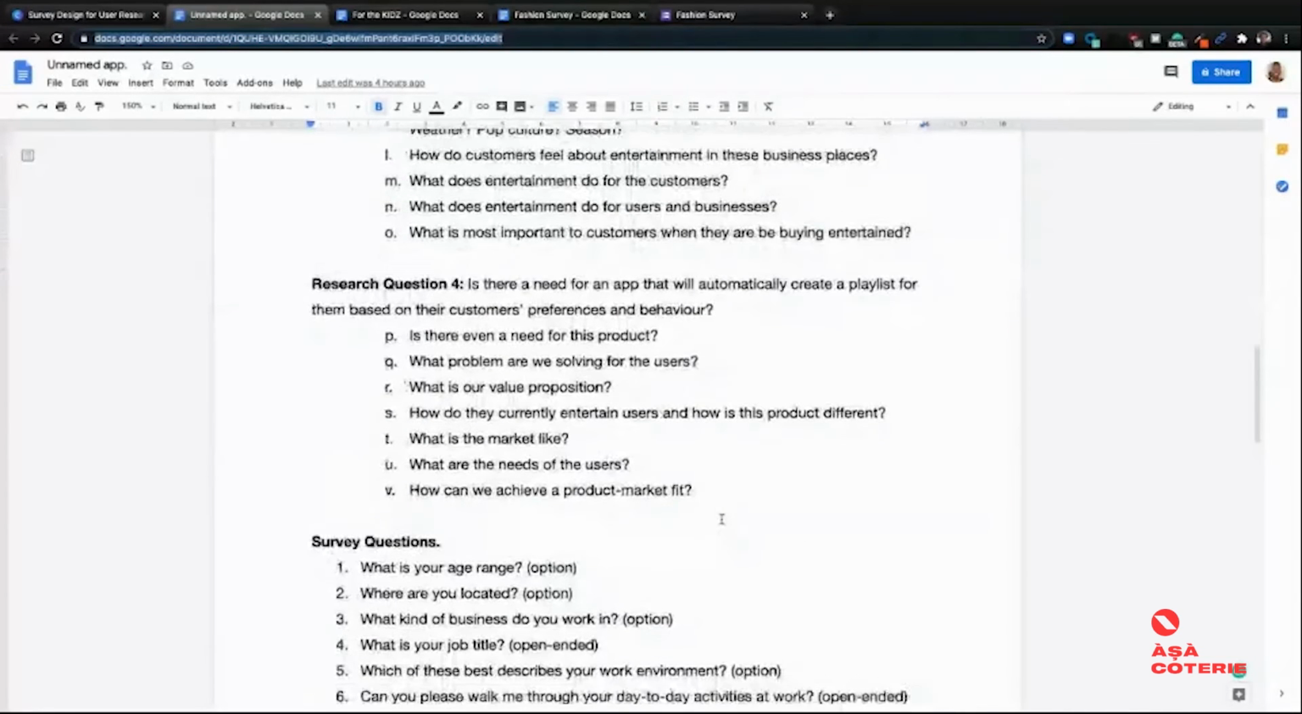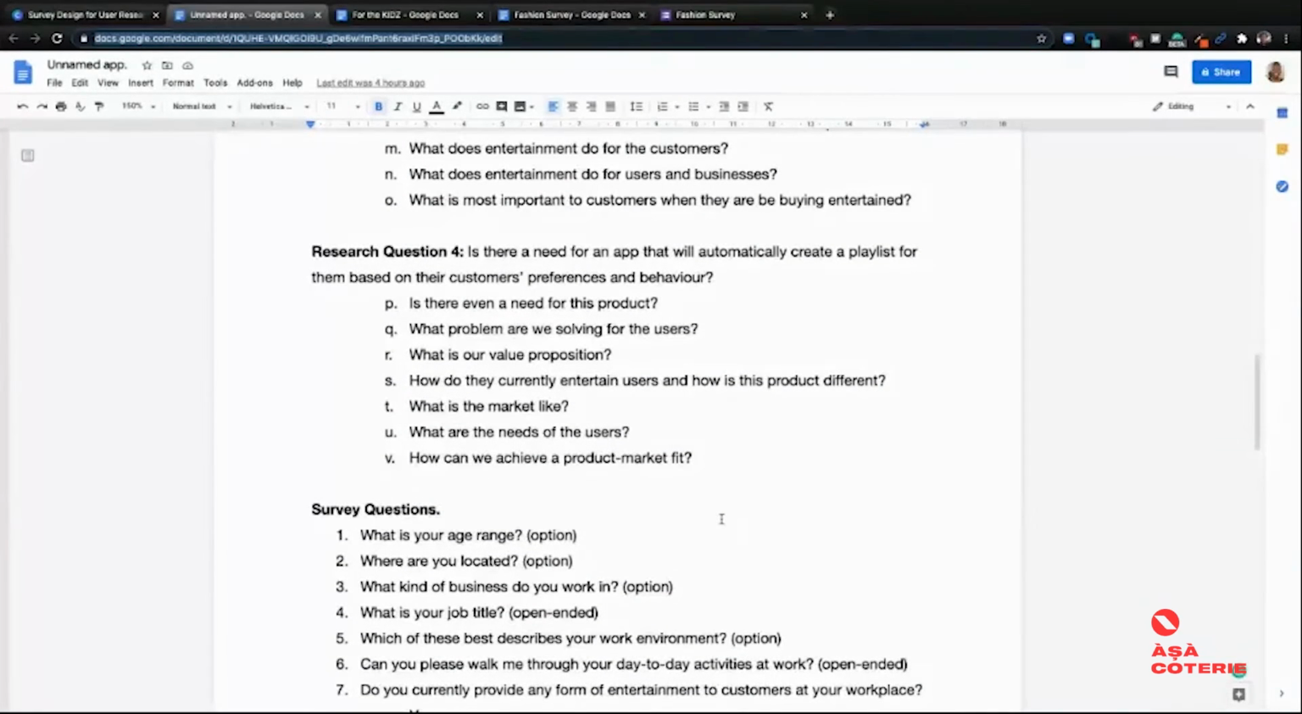Research question four: is there a need for an app that automatically creates a playlist for them based on their preferences and behavior? So is there even a need for this product? What problem are we solving for the users? What would be our value proposition? How do they currently entertain users? And how is this product different, right? What is the market like? What are the needs of the users? How can we achieve product market fit, right?